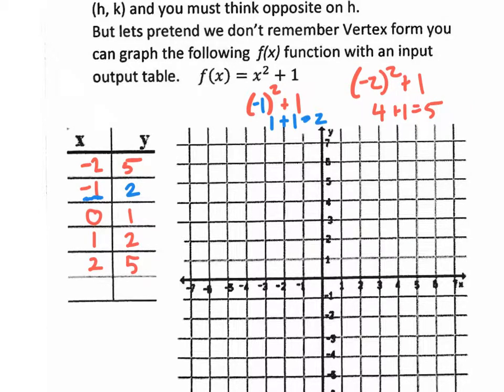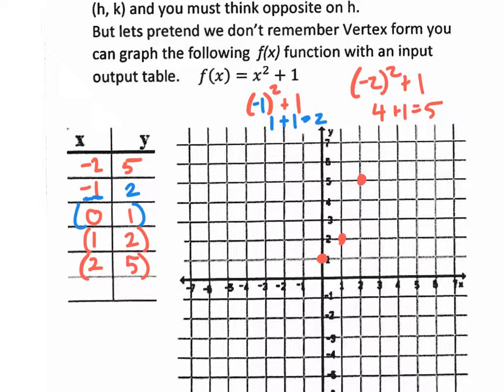So let's graph this. Let's go to the coordinate 0, 1. Let's go with 0, 1 first. And 0, 1 is right here. Then let's go to the next coordinate 1, 2. 1 on the x, 2 on the y, it's right there. Let's go to the next coordinate 2, 5. 2 on the x, 5 on the y, it's right here.